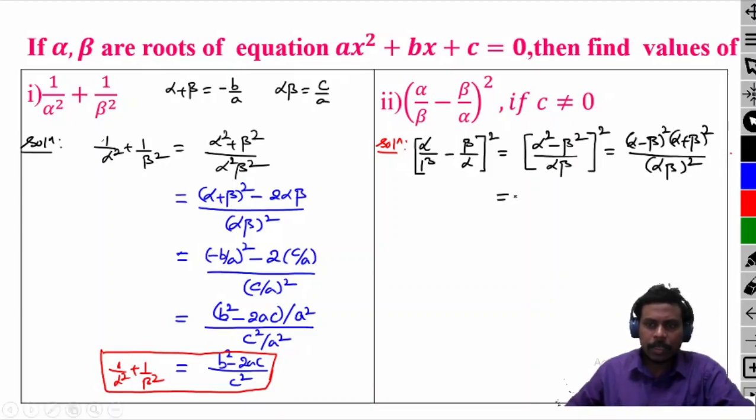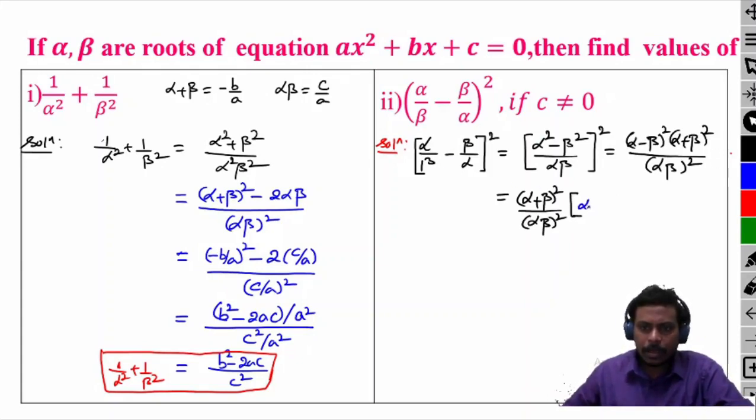Now that can be rewritten as, now alpha minus beta, we don't know the value actually. Now we have to rewrite that quantity. I am writing alpha plus beta whole square as it is, divided by alpha beta whole square as it is. I am going to change this quantity alpha minus beta whole square. Now that is alpha plus beta whole square minus 4 into alpha beta.